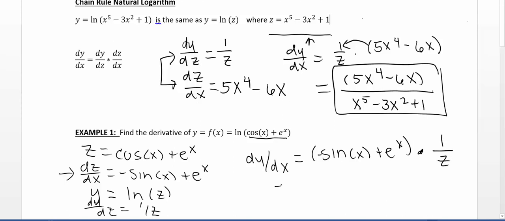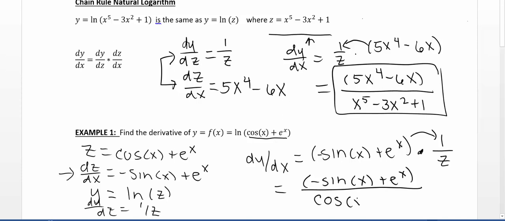But again, we don't want a z in our final answer, so we're going to substitute back in. And again, we can take our function and multiply it into the numerator. So negative sine x plus e to the x divided by, and now my z was cosine x plus e to the x. So again, you'll notice that I have one function over another one, just like in the previous problem. That's going to be the typical structure of our derivative answers, where the inside function of the natural log is going to end up in the denominator, and the derivative of that will end up in the numerator.